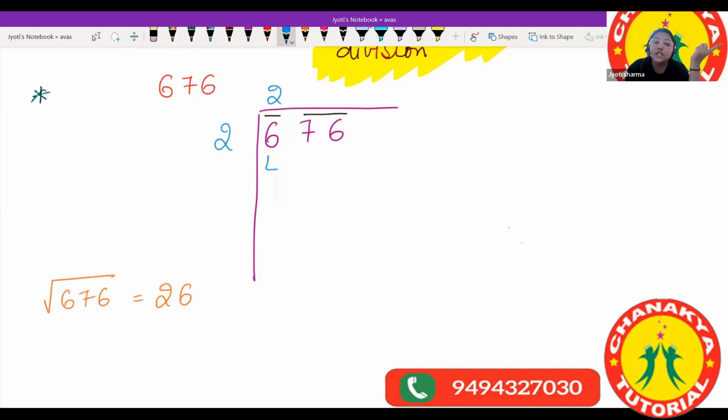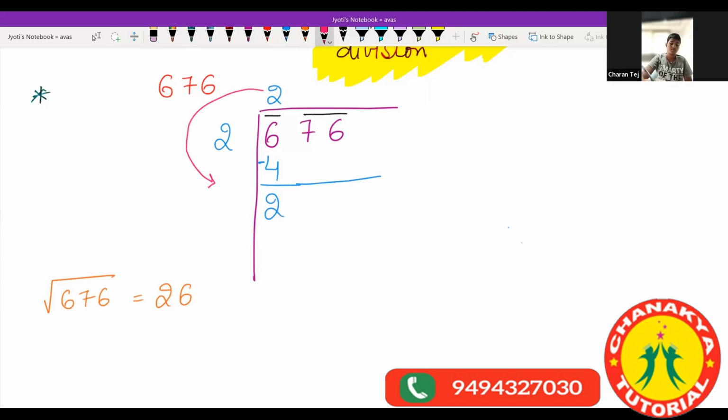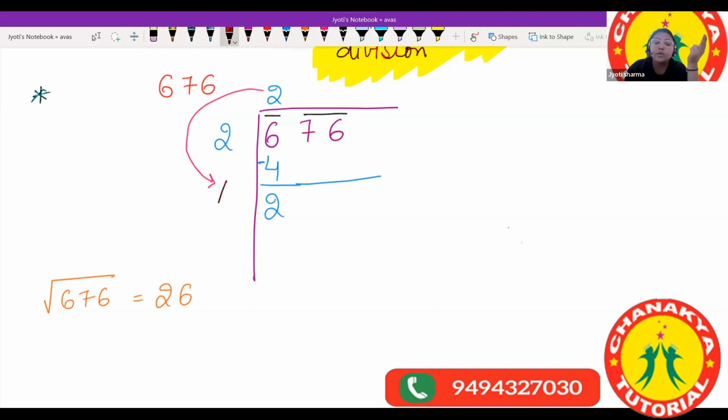6 minus 4 is 2. Next step, I am going to take exactly double of my quotient digit. What is my quotient digit, kids? 2. What is the double of 2? 4. I am going to write 4 here. Now, in division we bring down 1 digit at a time, but this time, because we are doing square root, we are going to bring down the complete pair.